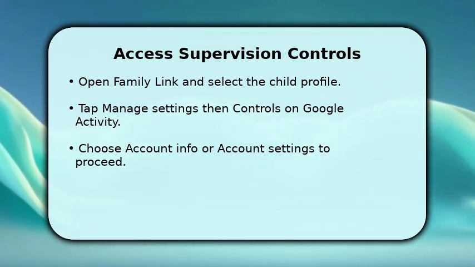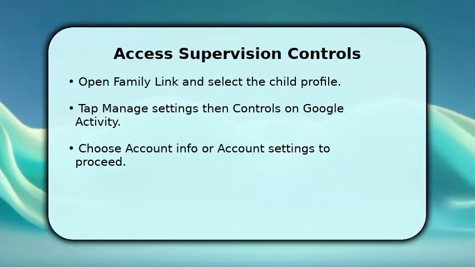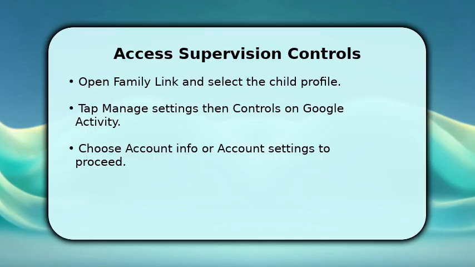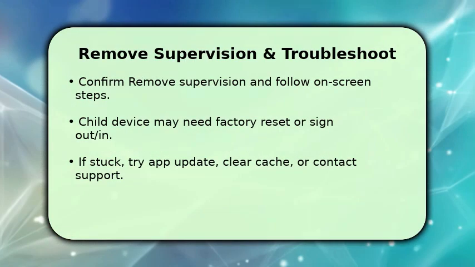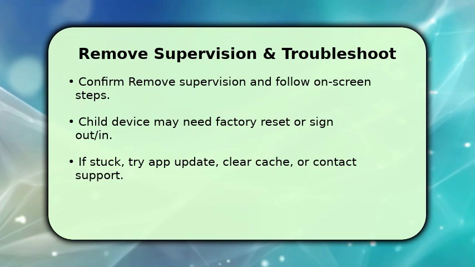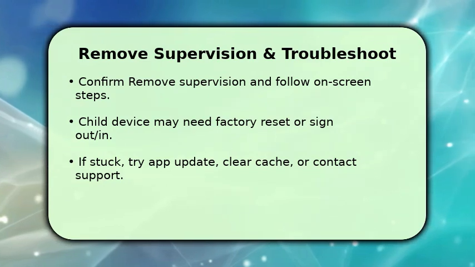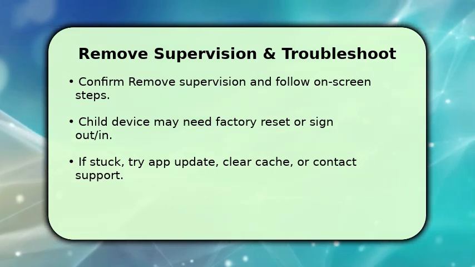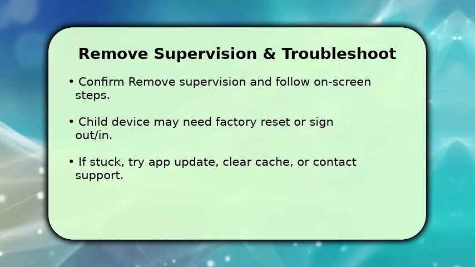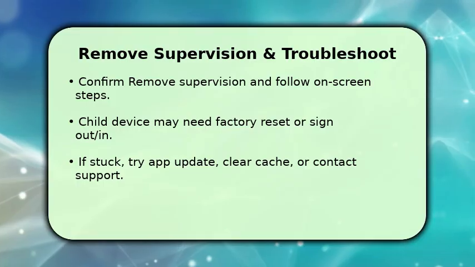Once authenticated, choose Remove Supervision or Stop Supervision where presented. The app will explain consequences. You finish by confirming the Remove Supervision option and following the app's final prompts. This will stop parental controls and may convert the child account to a regular Google account or require migration steps.